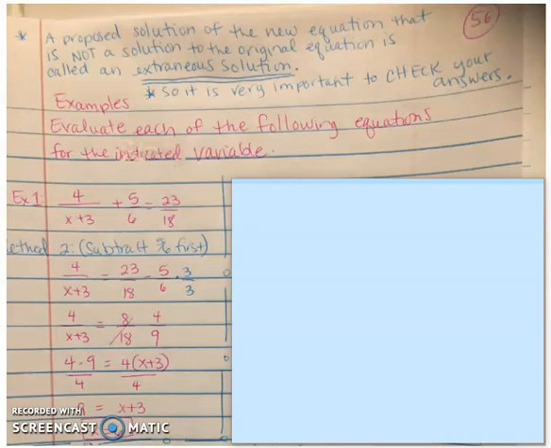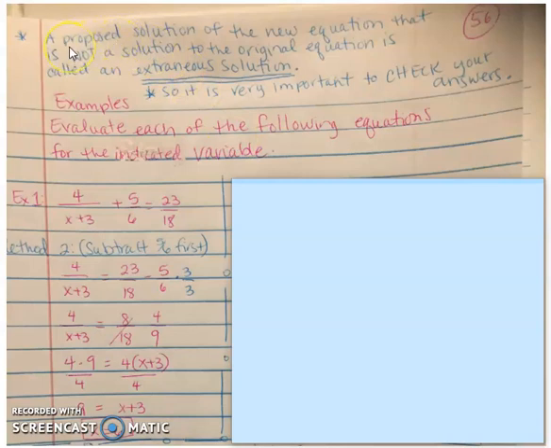Alright, so for page 56, we're just going to do a few examples, 4 of them, on solving rational equations, and we will use each method at least once. And so you can just title it examples. The directions say to evaluate, that's the same word as solving, so evaluate each of the following equations for the indicated variable. A couple of things to note.